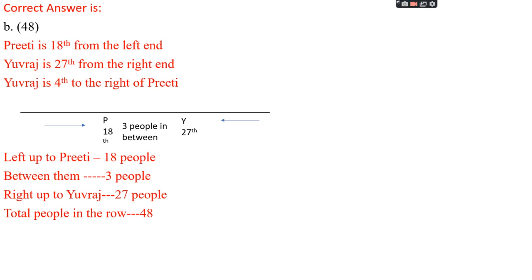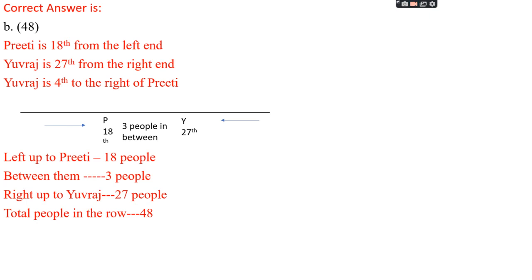Preeti is 18th from the left hand, and Yuvraj is 27th from the right hand. If we see that Yuvraj's position is fourth to the right of Preeti, it means that three people are in between Preeti and Yuvraj.